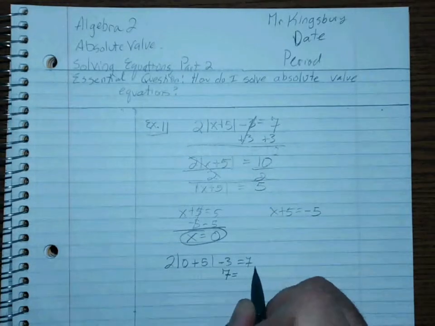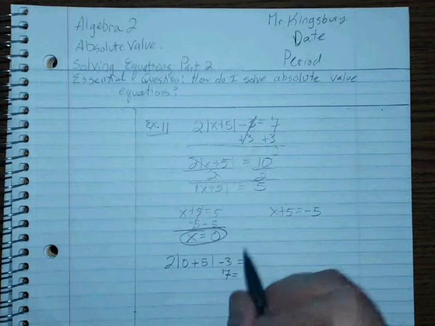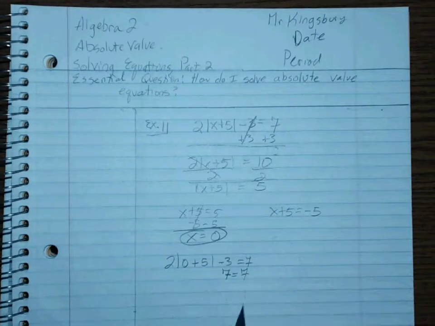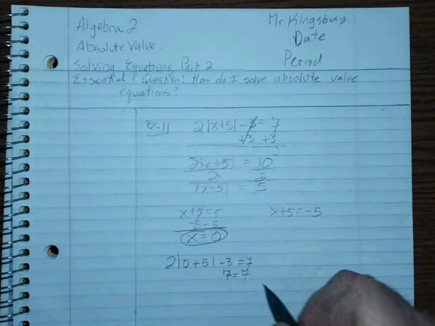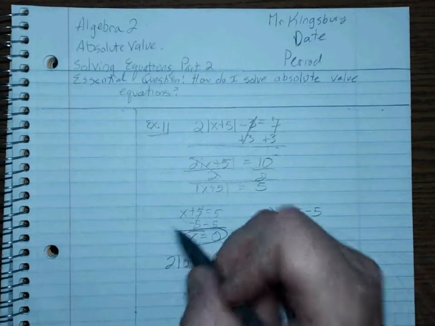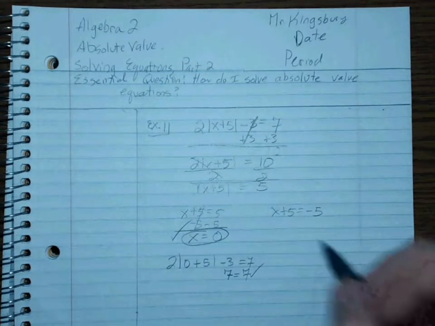On the right side, there is nothing to do. I mean, there's a 7, but there's nothing to simplify. It's just 7. So then I ask myself, is 7 equal to 7? And the answer is yes, of course. So this works. Yay! Now let's try the other side.